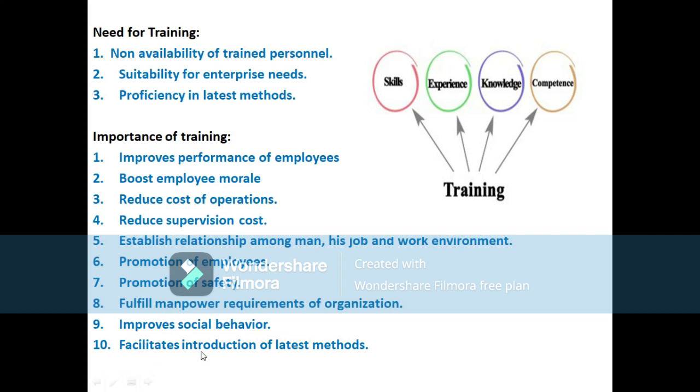The last one is that it facilitates introduction of latest methods. Scientific and technological advancements will require a new approach to work. Whenever we see changes in the environment regarding technological or scientific aspects, we have to acquire a new approach towards the work. The work methods are constantly undergoing changes.